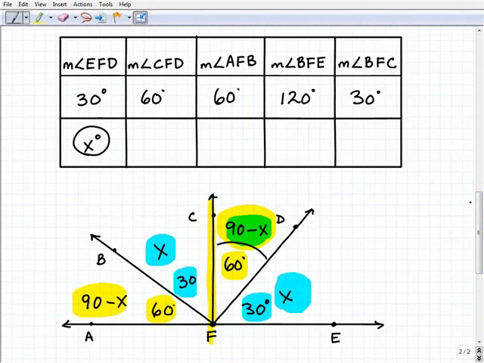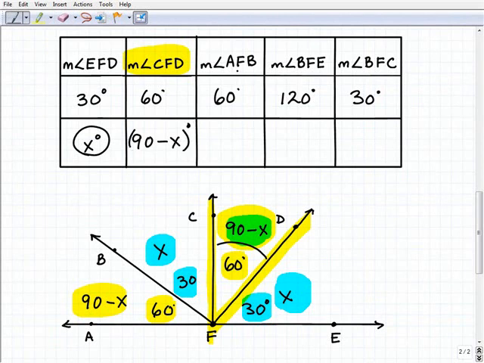And now we need to go back and look at our chart. So, measure of angle CFD. Now let's go and find it. CFD is this angle right here. That would be 90 minus x degrees. The measure of AFB, that's also 90 minus x.